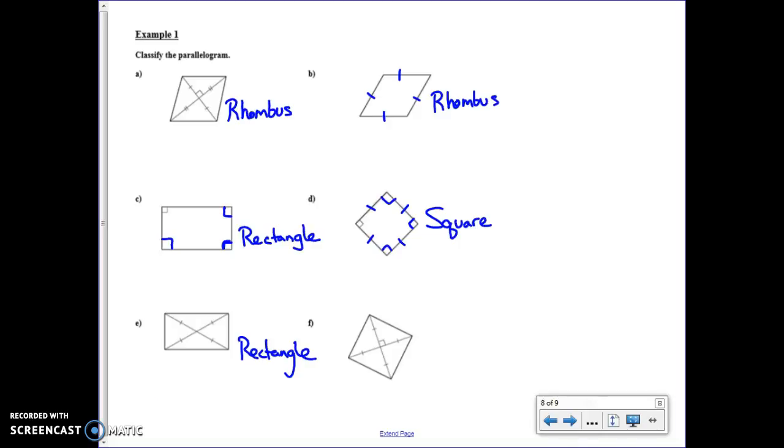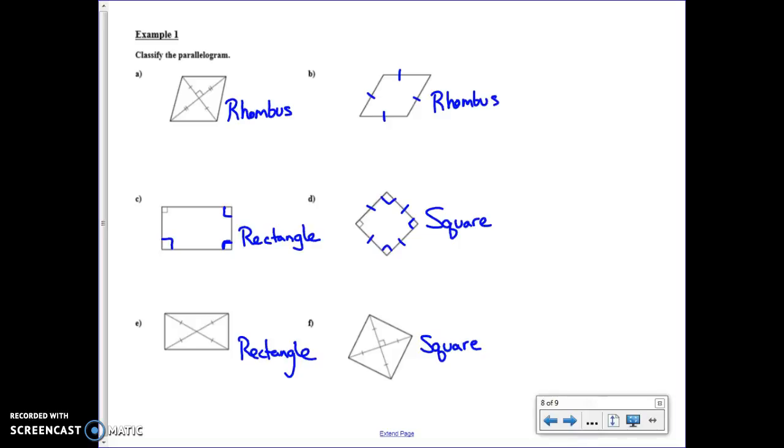But then I see that the diagonals are perpendicular, so that tells me it's a rhombus. So if I know that it's both a rectangle, which would mean that it has 4 right angles, and a rhombus, which would mean that it has 4 congruent sides, then it has to be a square, since it falls under both of those properties.